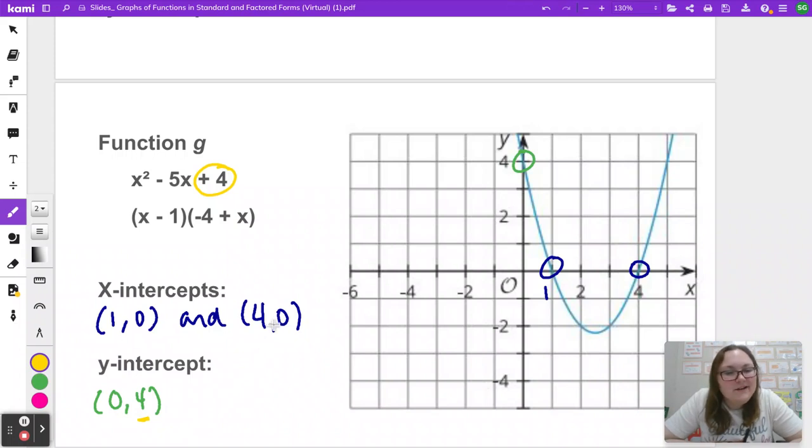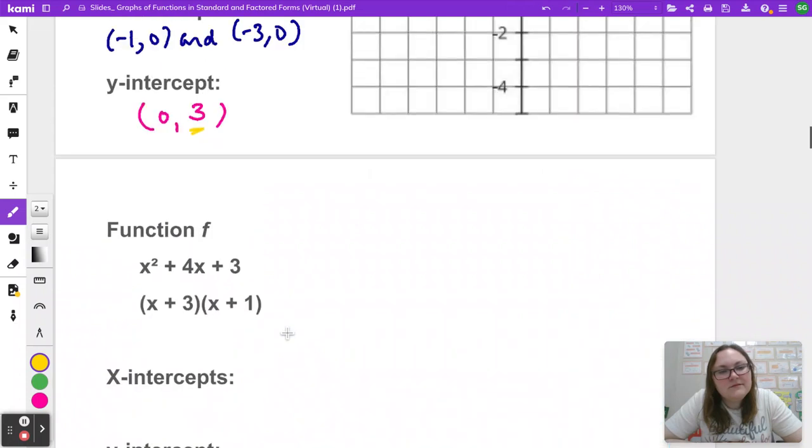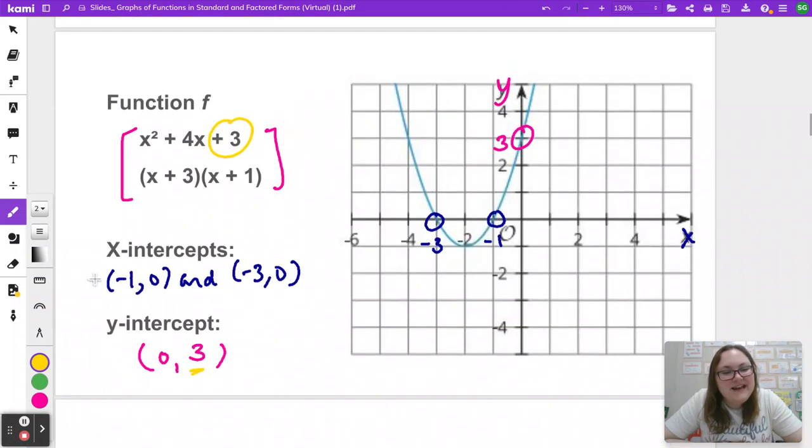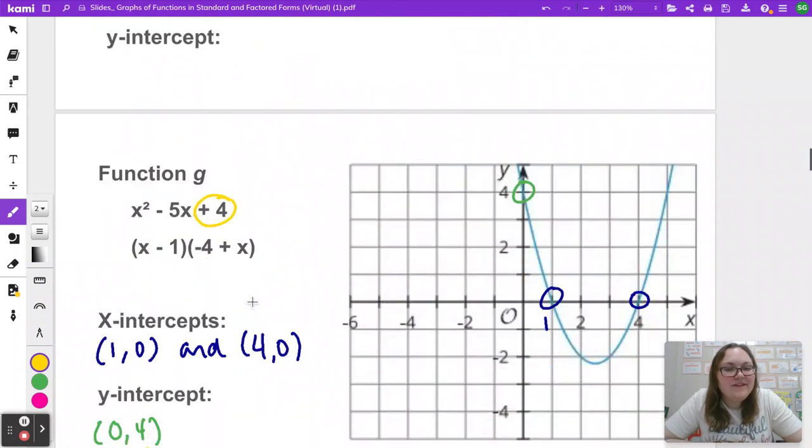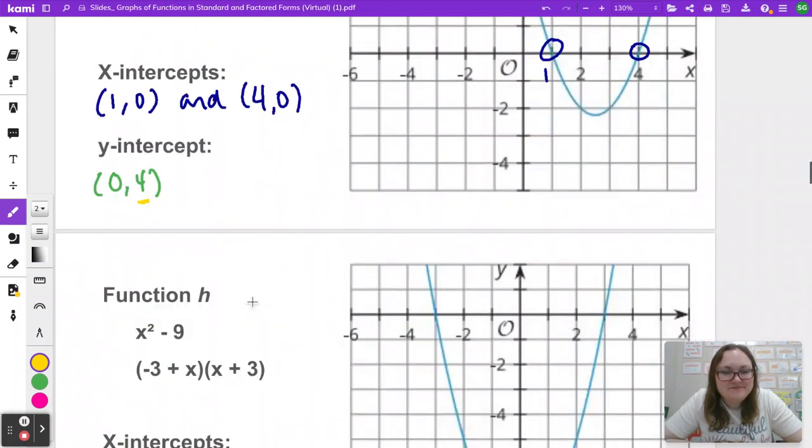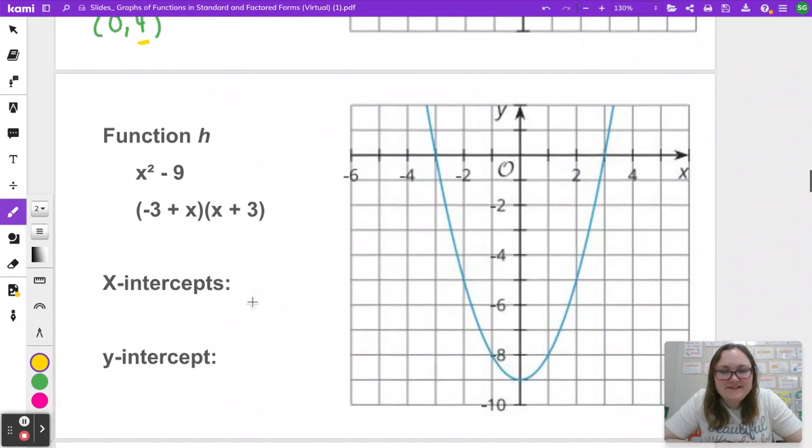We've got a 1 and a 4 here. Up here, we've got a -1 and a -3. Maybe you have an idea. We'll do one more and then we'll talk about those x-intercepts. For this one here, one more time, pause the video, find your x-intercepts and your y-intercept, and then come back and see how you did.